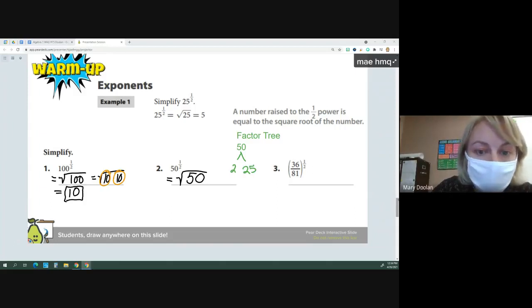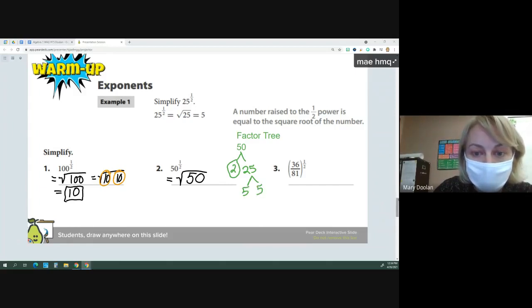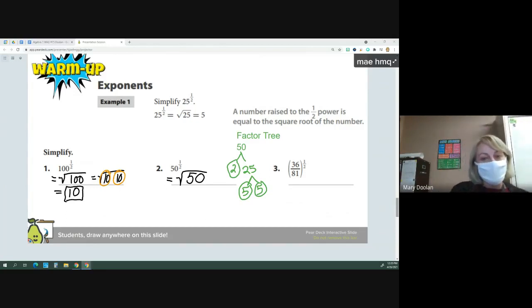So 2 is a prime number, so I'm going to circle it, but 25 is composite, so I'm just going to break 25 up again. 25 is the same as 5 times 5, which are both prime. And so now I know the prime factorization of 50 is just 2 times 5 times 5. So if I write it out that way, maybe I could see a little better what I can do here.